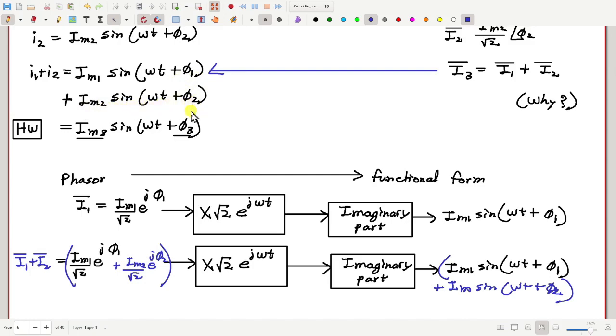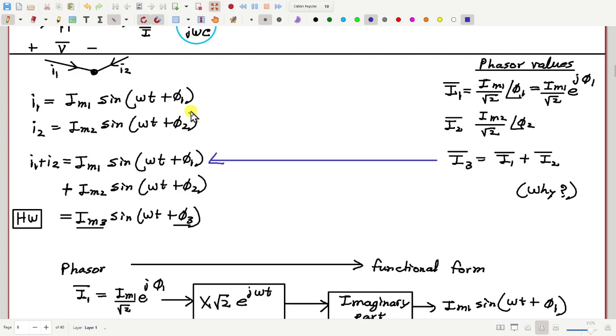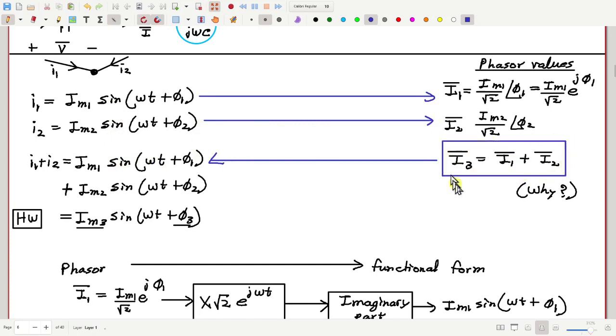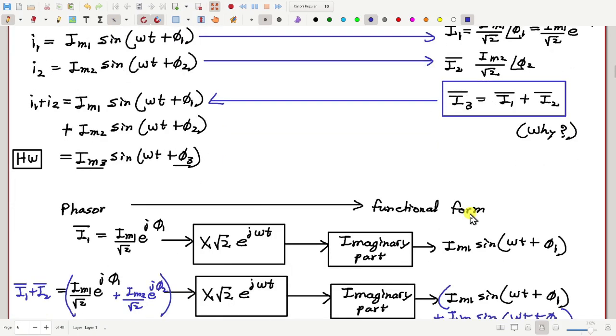So what it shows is that if you know the phasor values of two sinusoidal functions, then the phasor value of the sum of these two sinusoids will be just the sum of the two phasors. That's why it's very helpful for doing calculations.